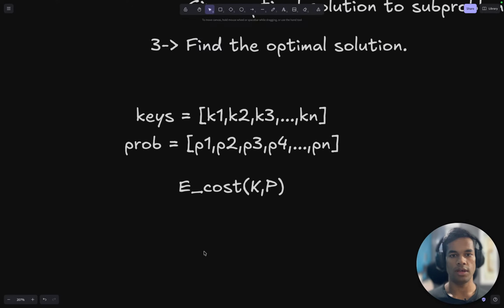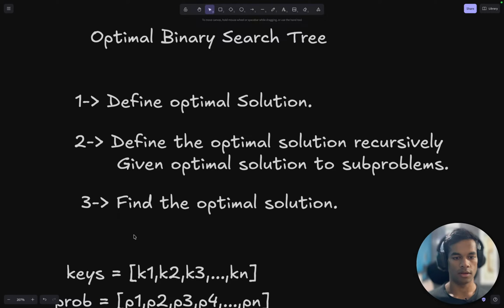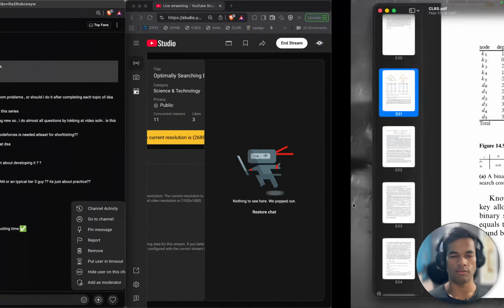So we have the 4 steps for dynamic programming. Let's apply these in some way to find the solution.